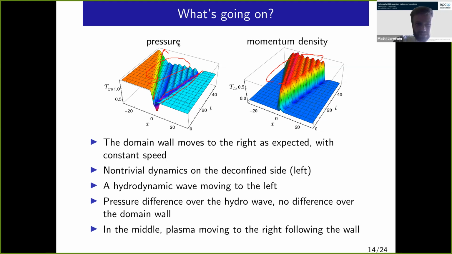And if you look at the pressure, there is essentially no pressure difference over the domain wall, which is perhaps a small surprise. All the pressure difference takes place over this hydrodynamic wave, which is moving to the left. And between these two waves, there is a plasma moving to the right following the wall. So there is a non-trivial momentum density describing it. So there is a lot of motion to the right here.